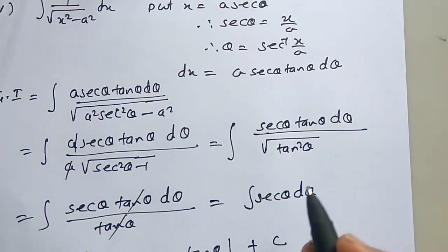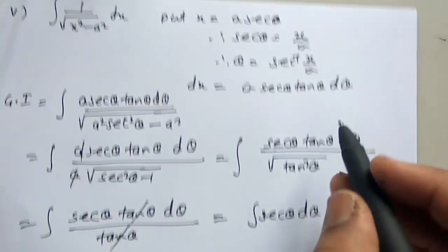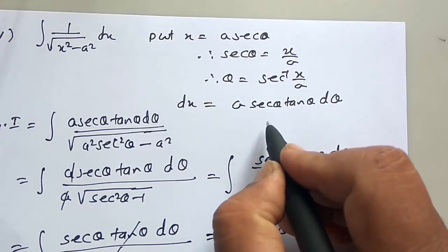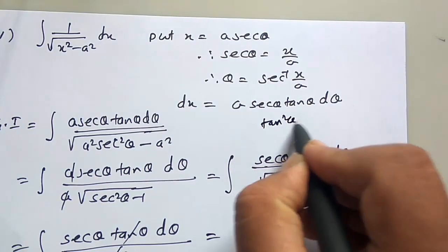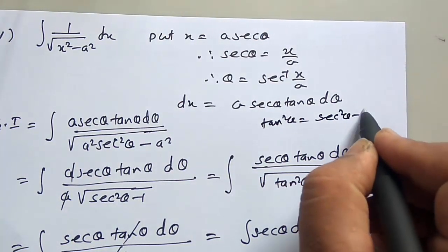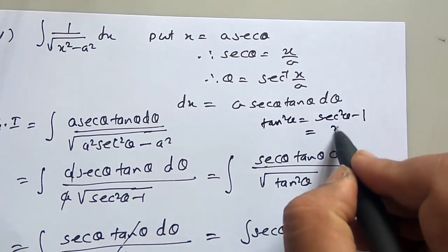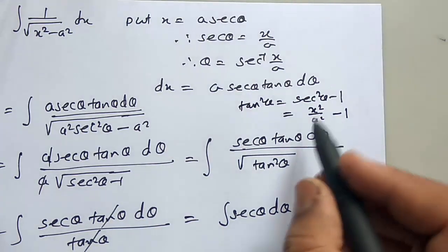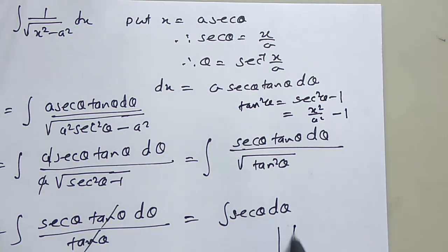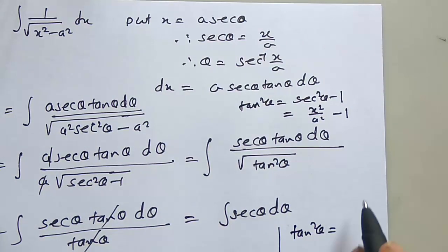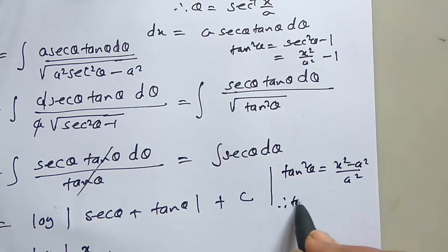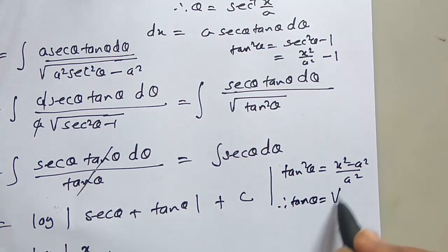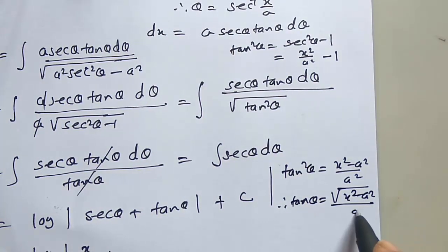plus tan theta. We know that tan square theta is equal to sec square theta minus 1. So, it is x square upon a square minus 1. Therefore, tan square theta is equal to x square minus a square upon a square. Therefore, tan theta we take positive value. So, it is under root of x square minus a square upon a.